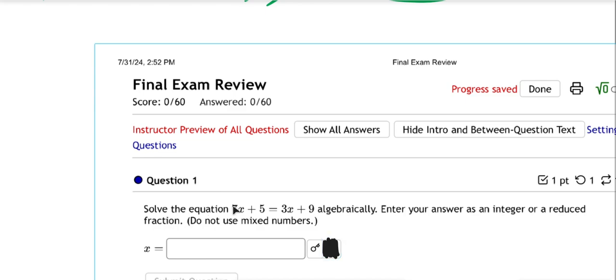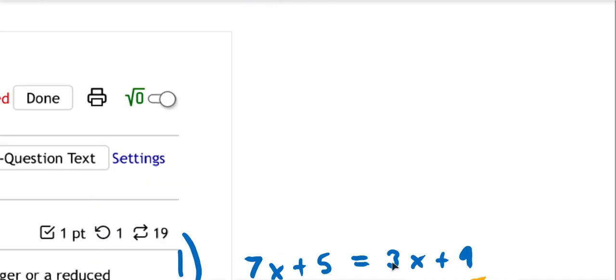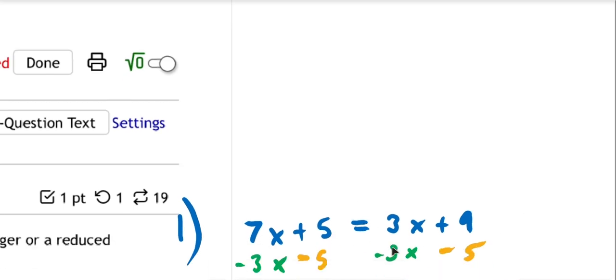Question 1 says, solve the equation 7x plus 5 is equal to 3x plus 9. Enter your answer as an integer or a reduced fraction. Don't use mixed numbers. Okay, fair enough. To start with, we want to copy the problem. Next, we want to move these pieces around so that we get the x's together on one side and the stuff with no x's onto the other side. You could do this really in one move.